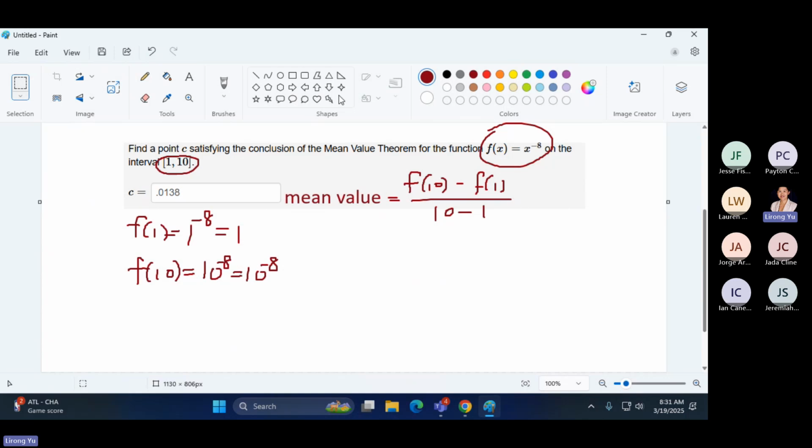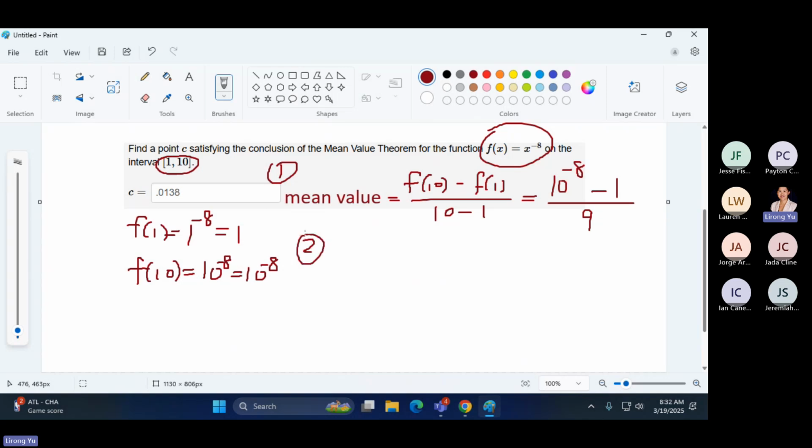So now that's the numerator. The numerator looks like this: 10 to the negative 8 minus 1, over, and 10 minus 1 is 9, so the denominator equals 9. So that's the mean value. That would be step 1, where you determine the mean value. In step 2, you determine the derivative. We apply the power rule: we bring the negative 8 to the front, and the power has to decrease by 1, and since we have a negative power, negative 8 minus 1 is negative 9. So that's our derivative, and that's our step 2.